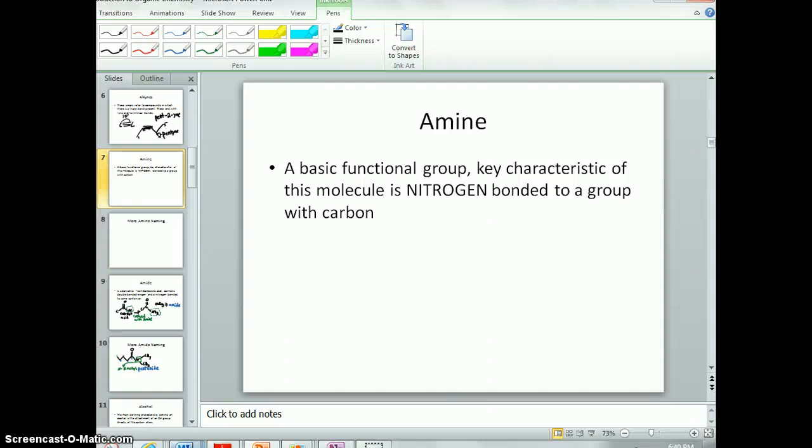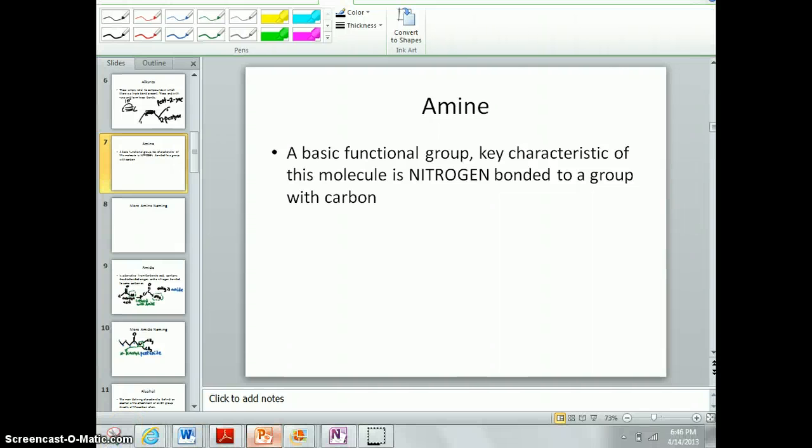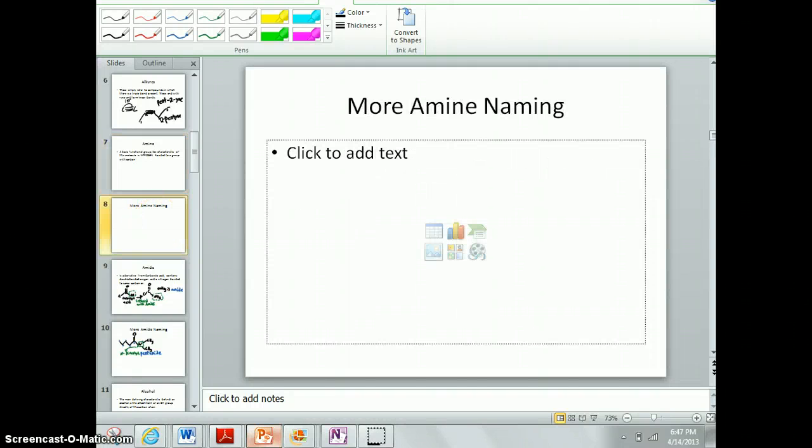Moving on to amines. Amines are a basic functional group, and the key characteristic of this molecule is nitrogen being bonded to a group with carbon. We'll move on to our next slide to take a look at some of those. First up, we will do a very simple one, just a regular carbon chain.